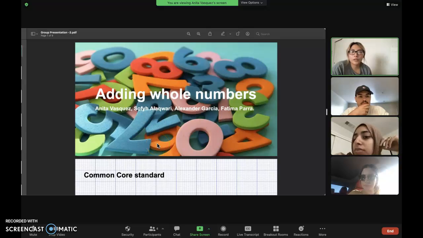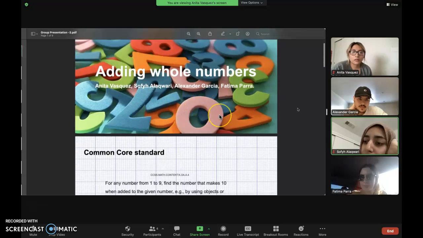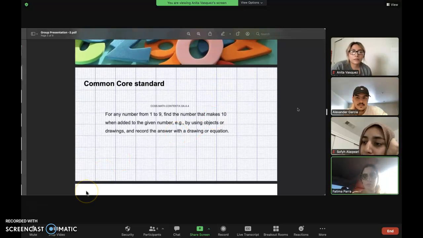So today we're going to be presenting adding whole numbers. My name is Anita. I'm Sophia. My name is Alex. And I'm Fatima. And then Common Core and Standard, we're going to be focusing on kindergarten.